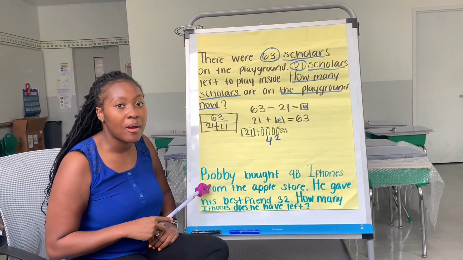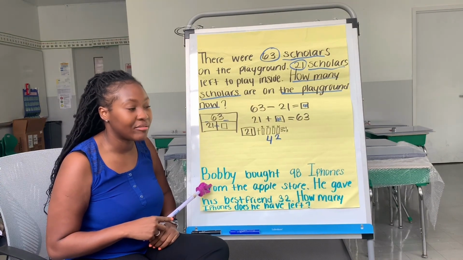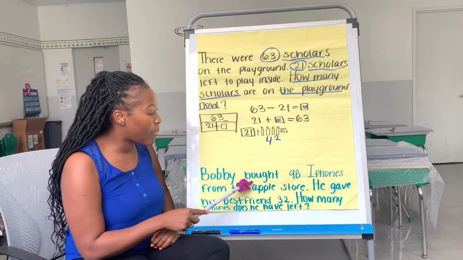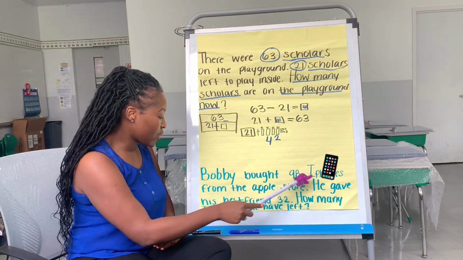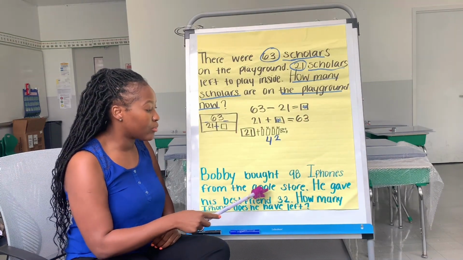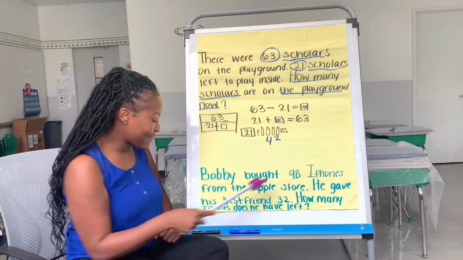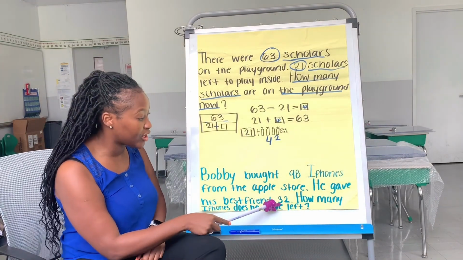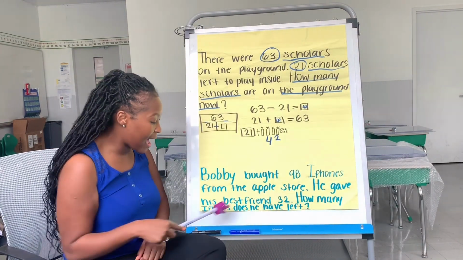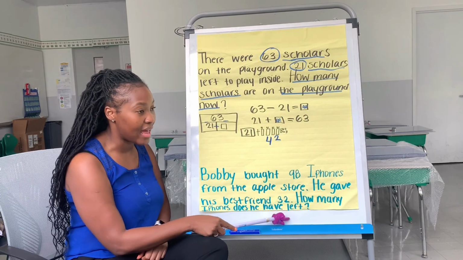This is a story problem you're going to solve on your own. Listen as I read it. Bobby bought 98 iPhones from the Apple store. He gave his best friend 32. How many iPhones does he have left?